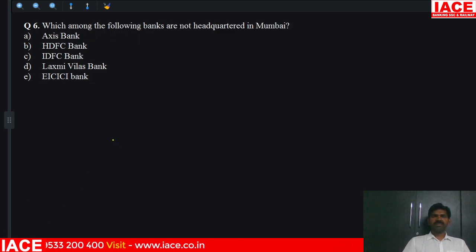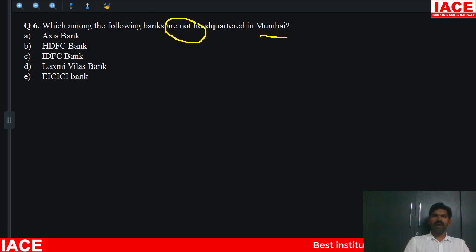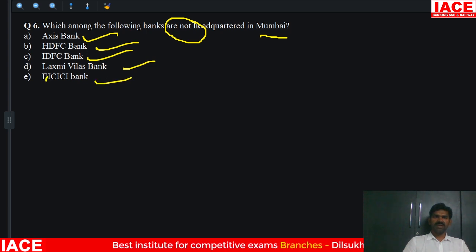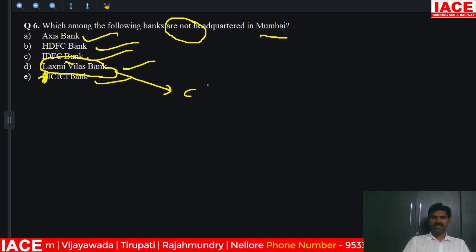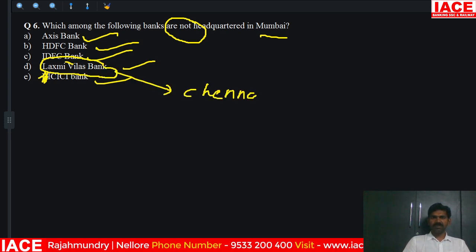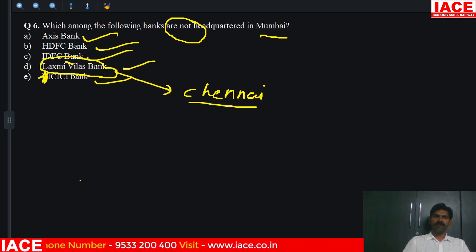Which among the following banks are not headquartered in Mumbai? They're not asking you which is headquartered in Mumbai. They're asking which is not headquartered in Mumbai. If you see Axis Bank, HDFC, IDFC, Lakshmi Vilas Bank, ICICI, it's not E, it's only ICICI. Okay. The right answer would be Lakshmi Vilas Bank, because Lakshmi Vilas Bank is headquartered in Chennai. So this is the answer. So except Lakshmi Vilas Bank, the remaining banks are headquartered in Mumbai.